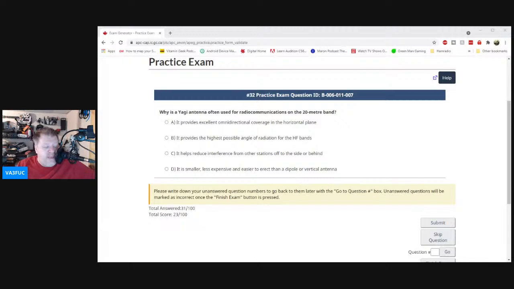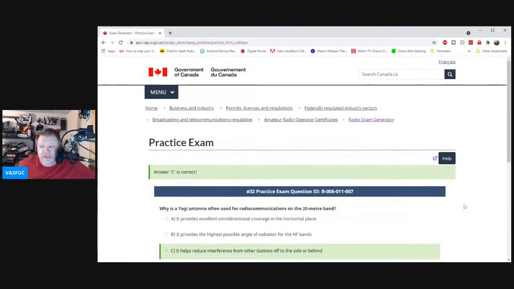Well, definitely it's not D. I've helped people set up their Yagis. It's not D. I know that for a fact. Interference from other stations from off to the side and behind. Well, a Yagi is directional, so we know omnidirectional is not an option. Provides the highest possible angle of radiation for HF bands. It could. But I believe it is C, if I remember correctly. So let's go and see what answer it is going to be. C is the correct answer.